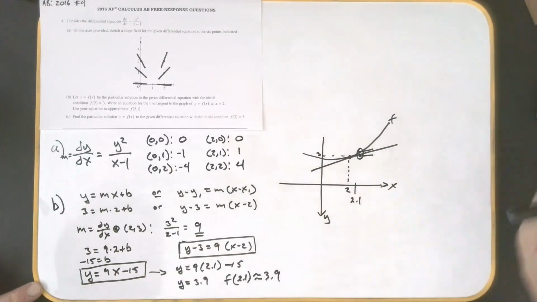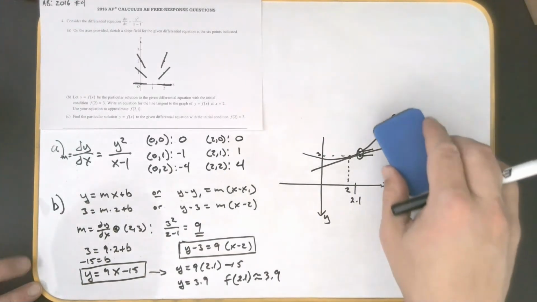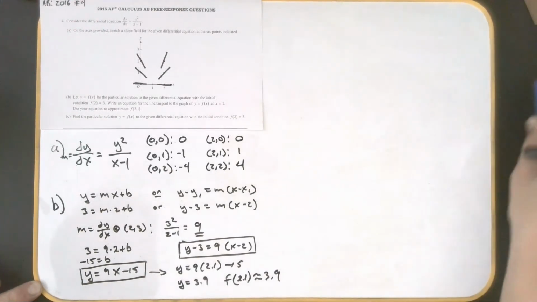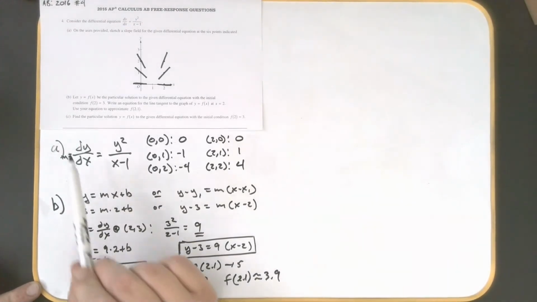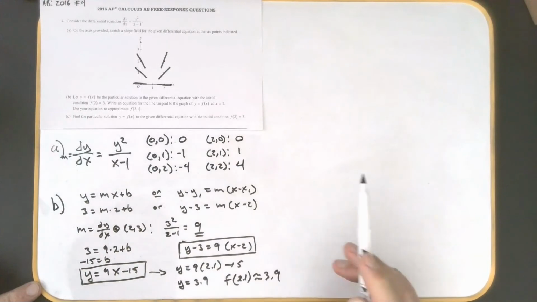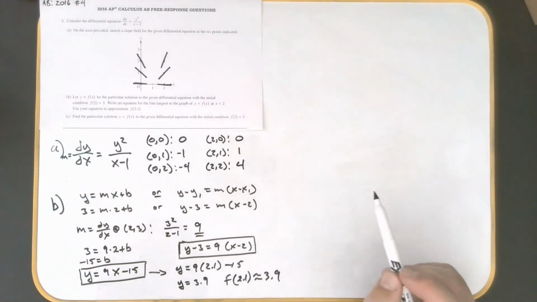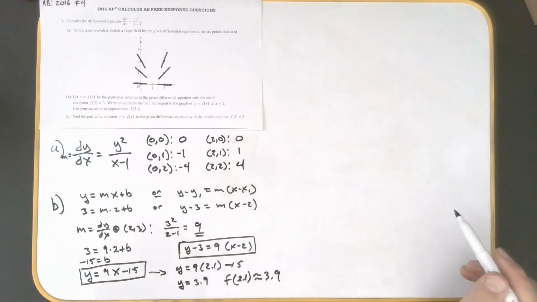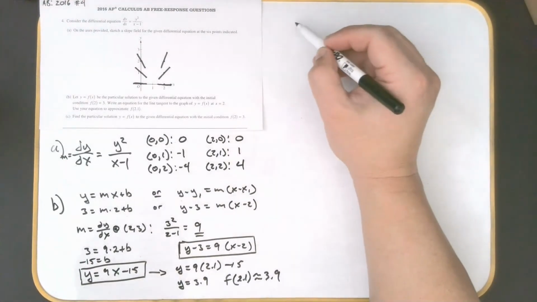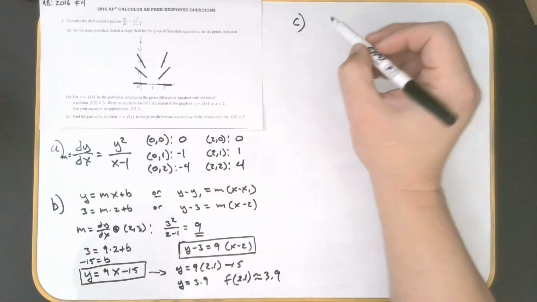Okay, now I'm going to get rid of this so we can move on to part C, which is the guts of the problem. So now part C says, find the particular solution to this differential equation at the coordinate (2, 3). So we're going to find the general solution and then put in (2, 3) to find the specific solution. And this is the fun part of the question.